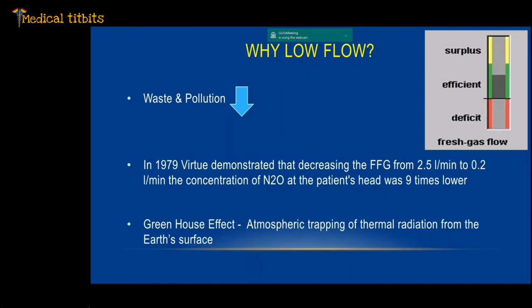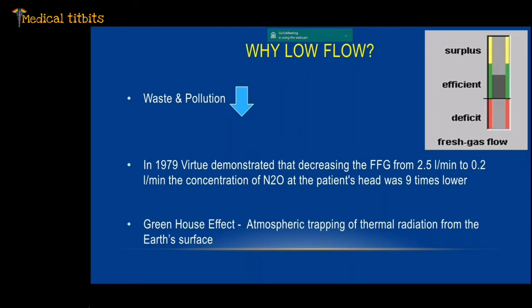I'm not worried about intubation that much, but I'm very much worried about the extubation part of it. Because that is the time the patient is coming out of anesthesia, and he or she may cough or sneeze or vomit, all sorts of things that may give rise to a lot of aerosol generation. So that is more important. But intraoperatively also, if you keep the flows low, you will cause less pollution.